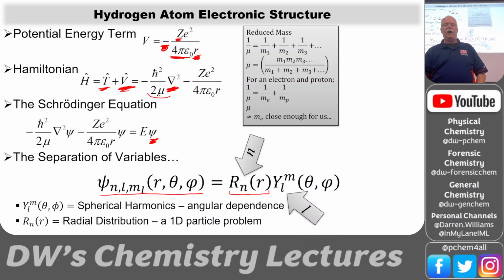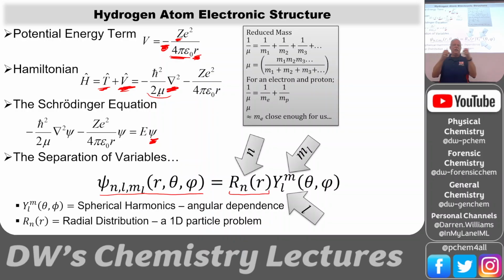So the spherical harmonics had 2 quantum numbers associated with it, and the radial distance from the nucleus has a quantum number associated with it. So in general, the number of dimensions you have in a system, that's the number of quantum numbers you're going to have.